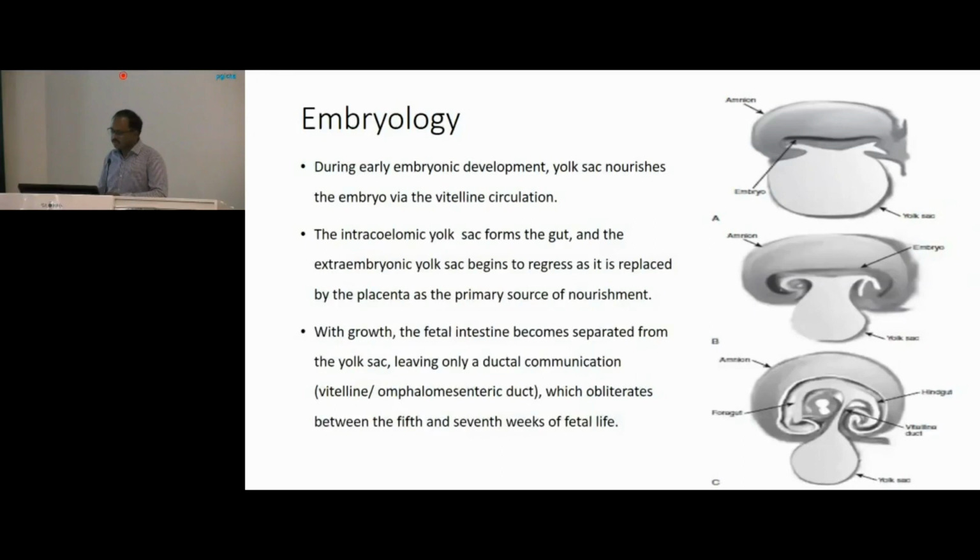Coming to embryology, during the embryonic development of the fetus, the yolk sac initially nourishes the child via vitelline circulation. The intracoelomic part of the yolk sac forms the gut, and the extracoelomic part gradually regresses and is replaced by the placenta as the primary source of nourishment. And with the growth of the fetal intestine, the yolk sac regresses and forms the omphalomesenteric duct or vitelline duct, which obliterates by the 5th to 7th week of fetal life.